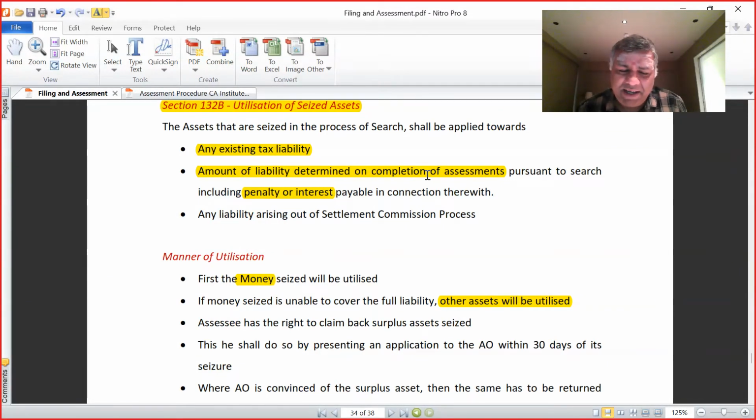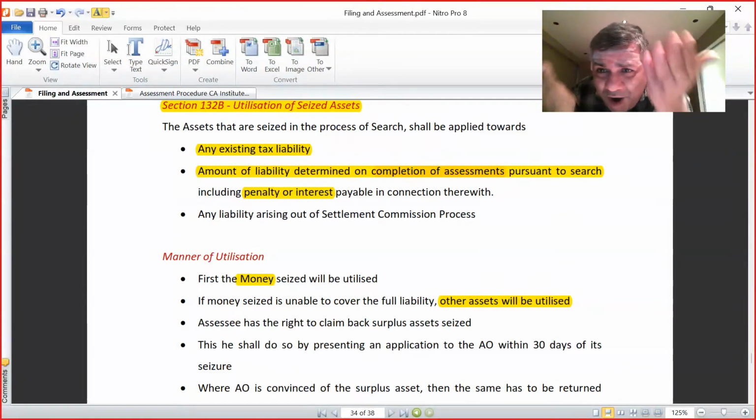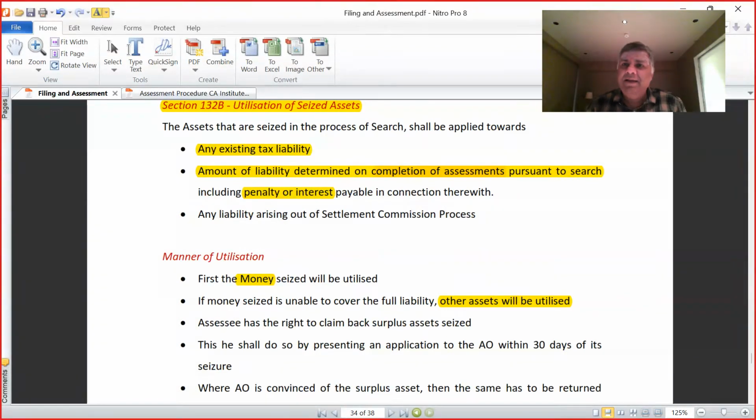So use the asset immediately. Is the AO duty bound to use it? No, sir. The AO said no, he went on a case, and the High Court said, read the section. Any existing liability, amount of liability determined on completion of assessment. Unless the assessment is completed, I don't even know what you are liable to pay.